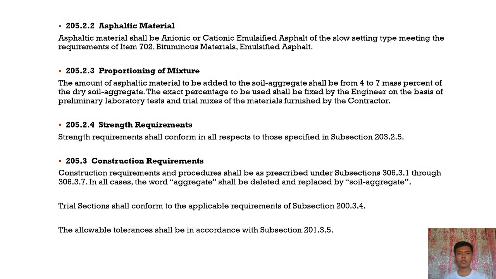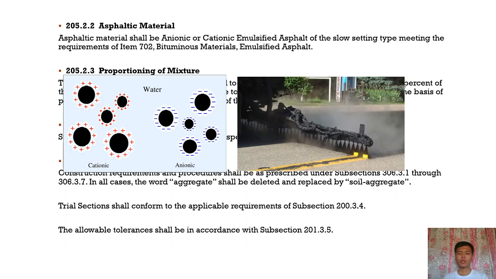Next is asphaltic material. Asphaltic material shall be anionic or cationic emulsified asphalt of the slow setting type, meeting the requirements of item 702. So based on the given item, the requirement of the specification for anionic emulsified asphalt is AASHTO M140 and the requirement for cationic emulsified asphalt is AASHTO M208. By the way, anionic asphalt particles are negatively charged, while the cationic asphalt particles are positively charged.